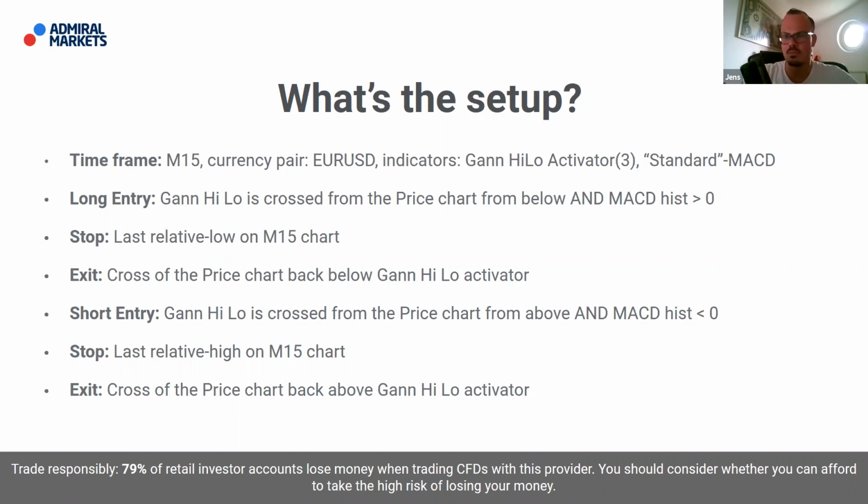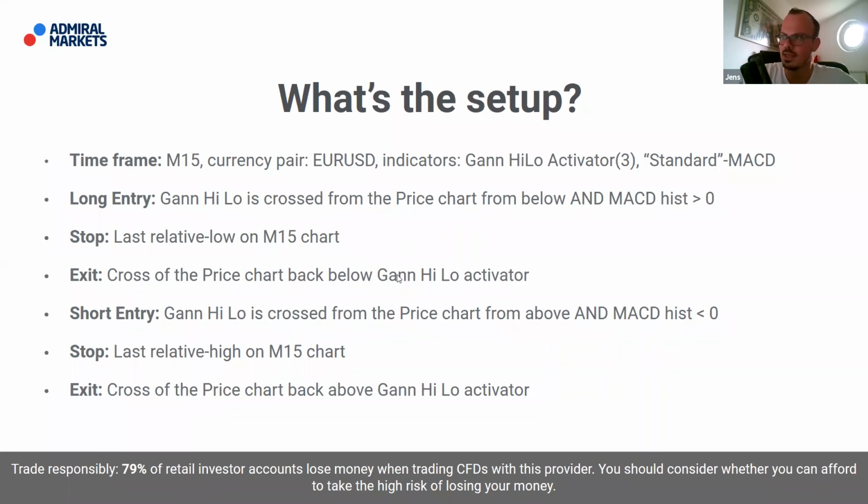So you see, you really combine several aspects of this Trading Spotlight webinar series and place the stop here, in this case, on the last relative low on M15. And the exit of the position is once the price chart crosses back below the Gann Hi Lo activator, in fact. So it's a classic trend following approach we follow here.